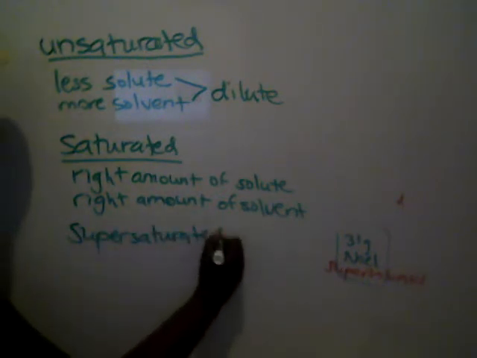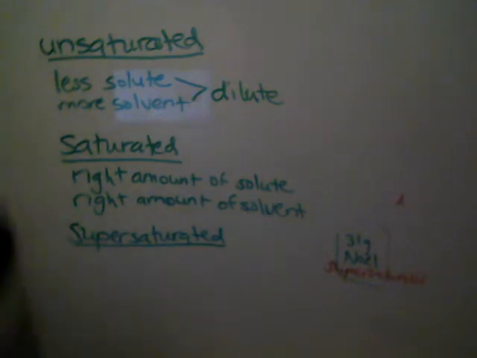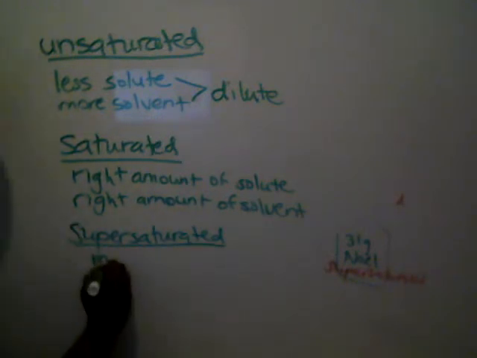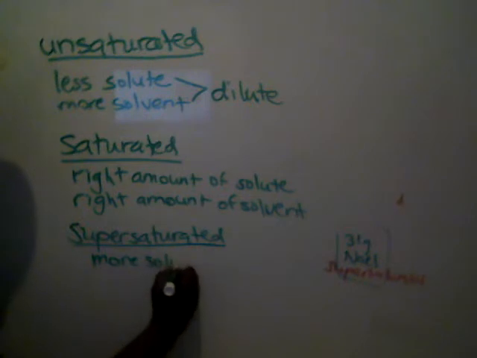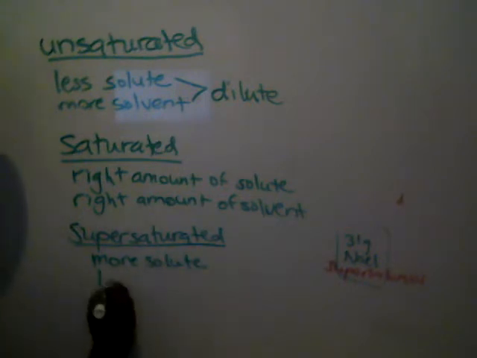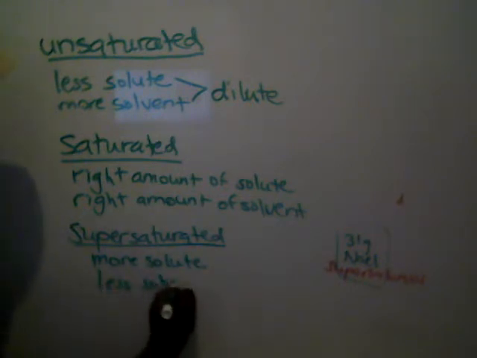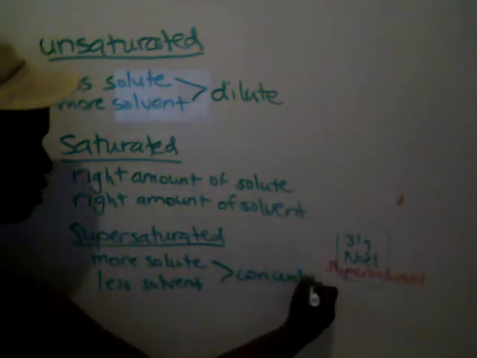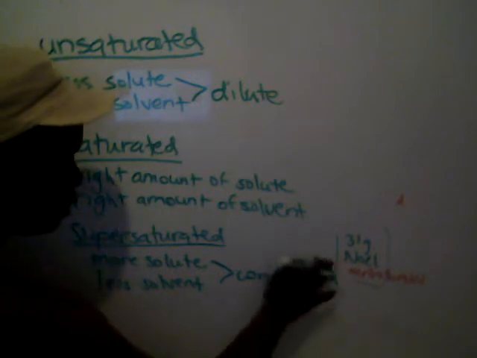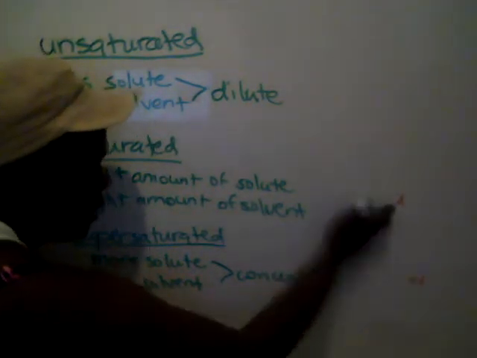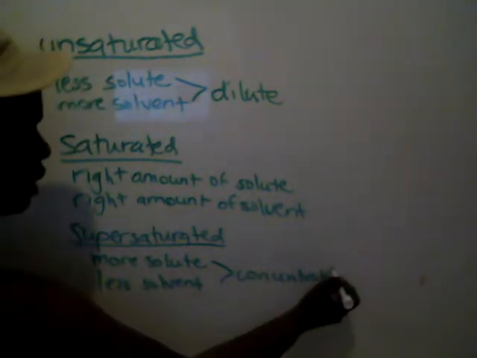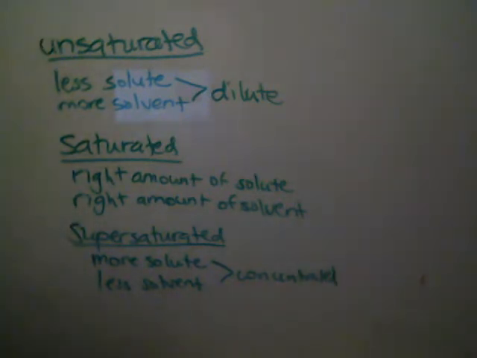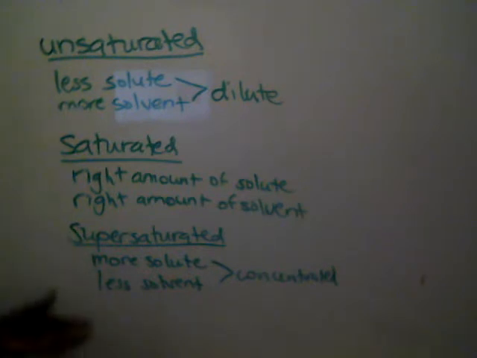Supersaturated, on the other hand, is almost like the opposite of unsaturated. You have more solute, so way more solute than you should have, and you have less solvent. So we might actually use a term for this and call it concentrated. So if we're doing our lemonade example, this would be an example of really, really sugary lemonade. You have a lot of sugar, not a lot of water, or a lot of lemon juice and not a lot of water. It's very concentrated.